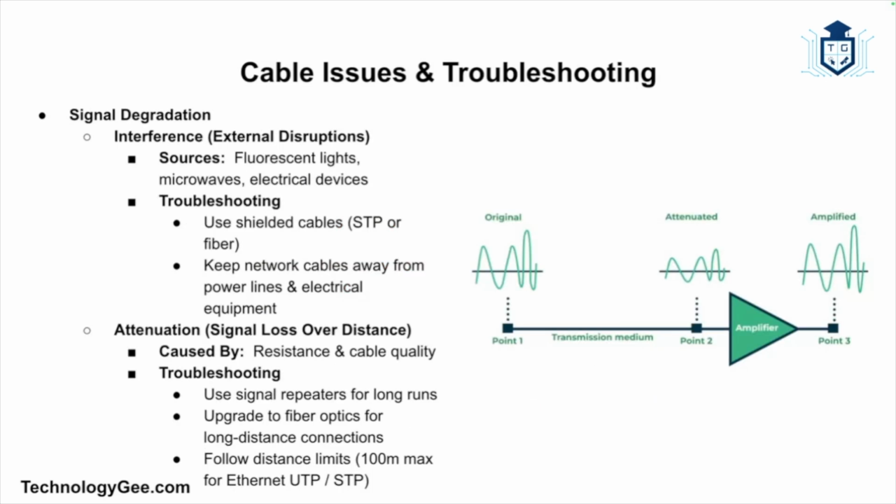Next, we have interference. External sources like fluorescent lights, microwaves, or other devices can disrupt signals. When it comes to troubleshooting, you want to use shielded cables like STP or fiber to minimize interference. You want to keep network cables away from power lines and electrical equipment. Then we have attenuation, which is signal loss over distance due to resistance and cable quality. When it comes to troubleshooting, you want to use signal repeaters for long distances. You want to upgrade the fiber optics for long-range connectivity. And you want to avoid exceeding cable distances like 100 meters for Ethernet, UTP, and STP.